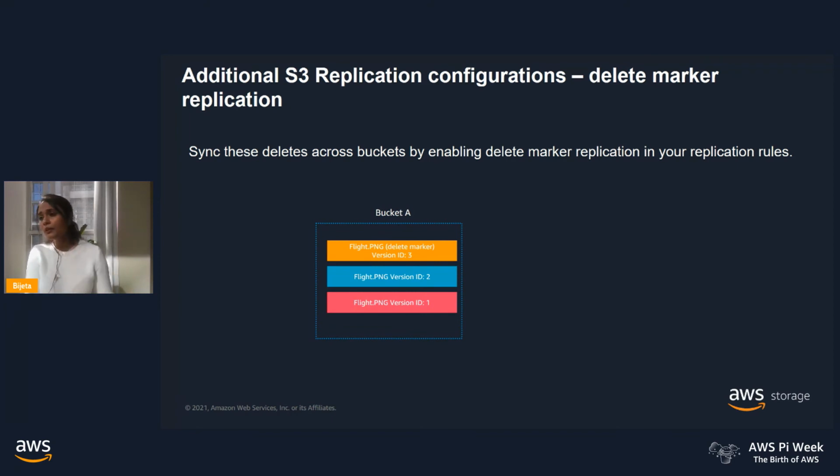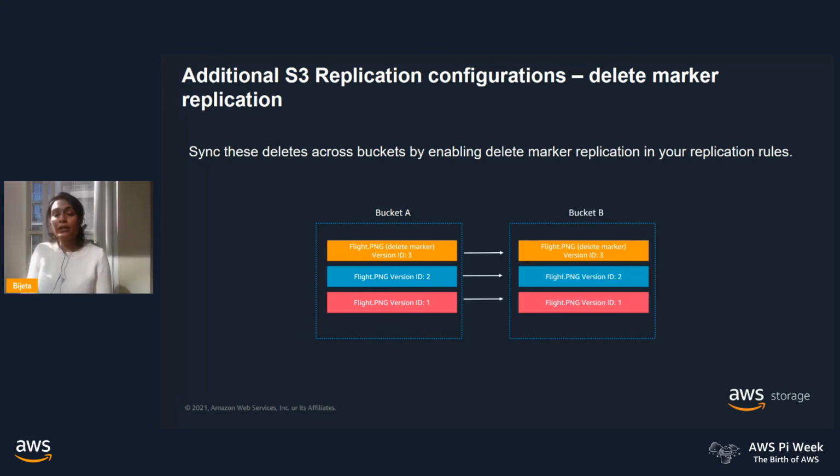the other. For this latter type of use case where you want to keep your source and destination in sync, you'd want to also enable delete marker replication in your replication rule. And that's an additional replication option that we have provided for you. With delete marker replication, Amazon S3 will sync your deletes, same as your object and object metadata, between the source and destination buckets.